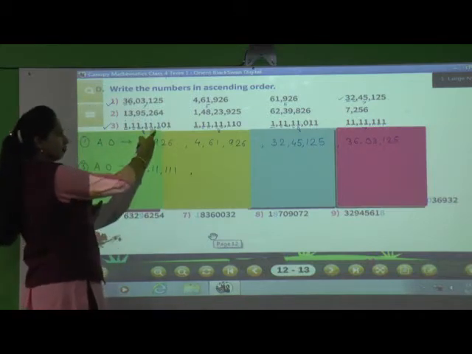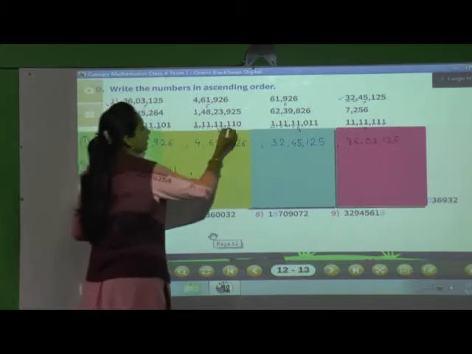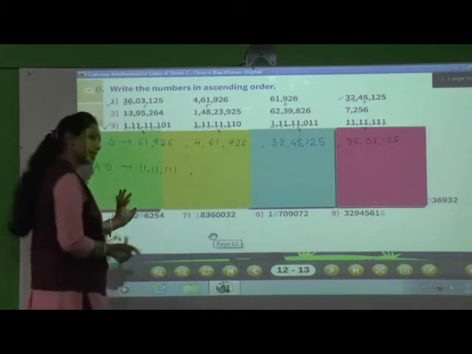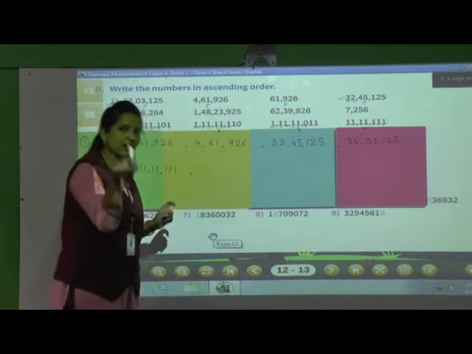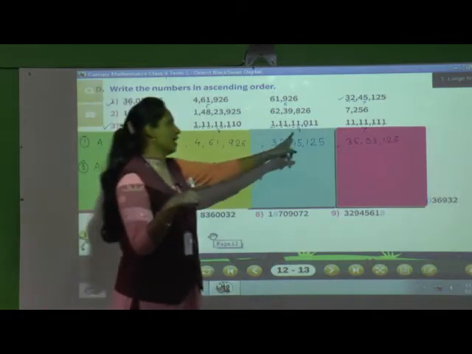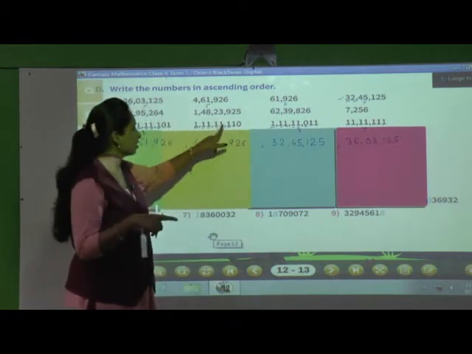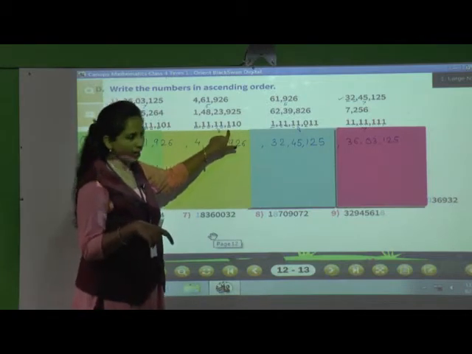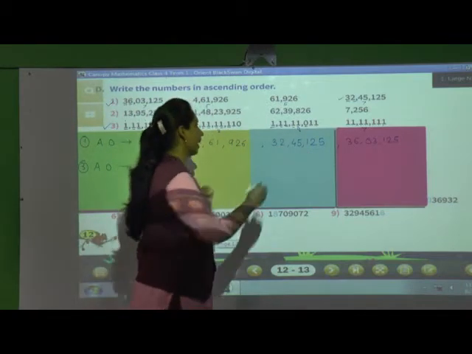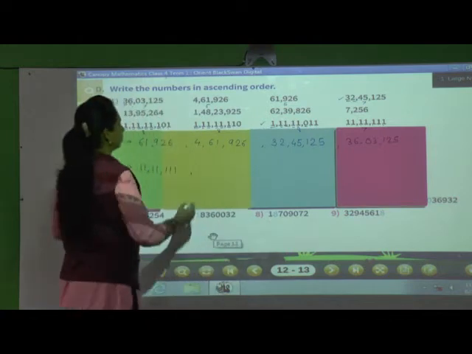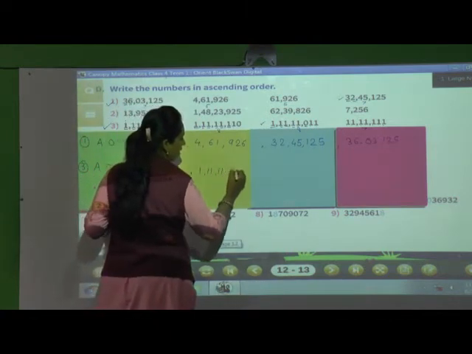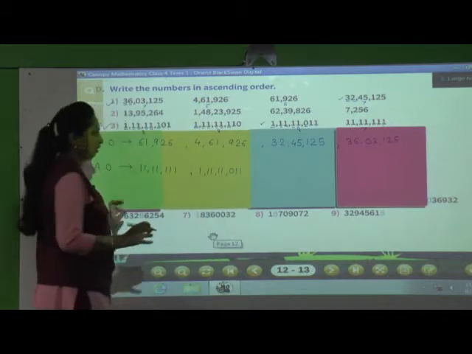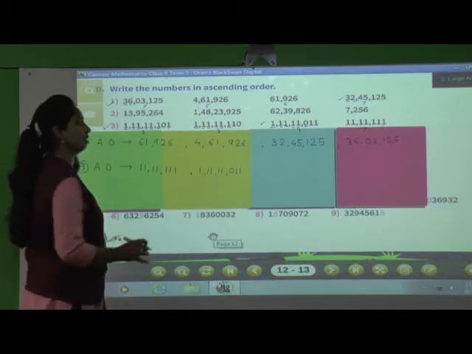Now see, in this number in the 100 place 1 is there. In this number in the 100 place 1 is there, same is there. But here in this number in the 100 place 0 is there. See, now 0 is smaller than 1, of course. So we will take this number now. That is 1 crore 11 lakh 11,011. Okay. Now these 2 numbers are remaining.